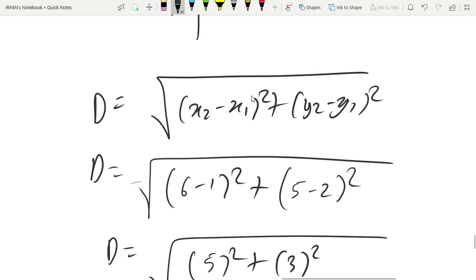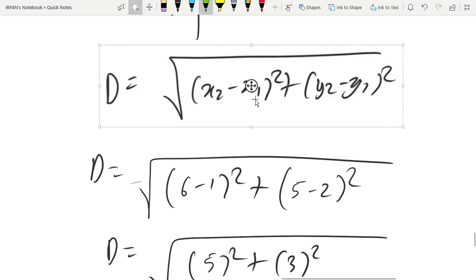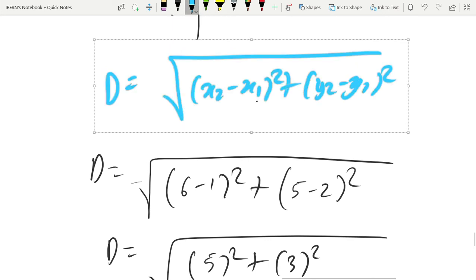So this is our general formula for this one. This part is very important. This part is our distance formula. So this is very important. Okay, we are done.